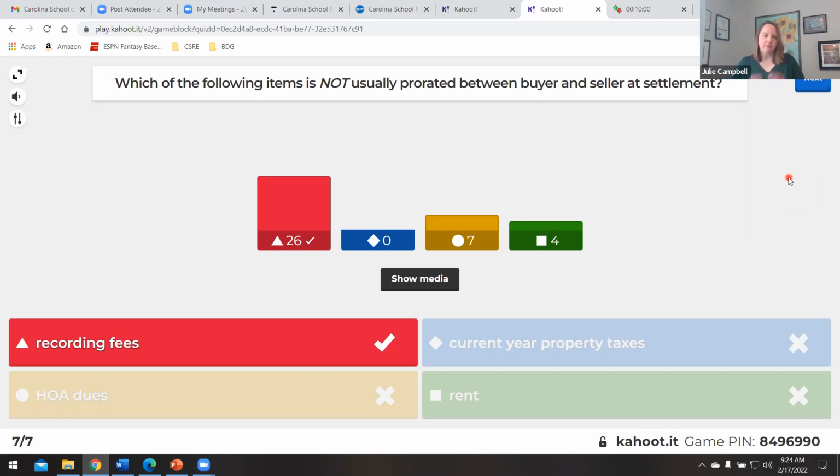Questions on this one? I had a question come in for the seller. The seller's responsible for paying commission, the deed preparation fee, and excise tax, CDE.